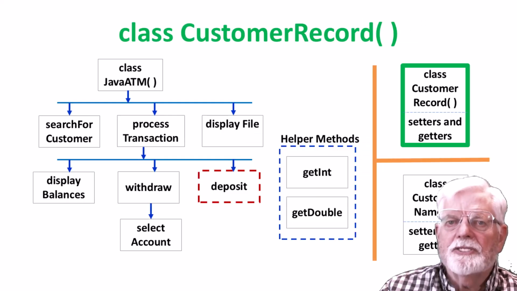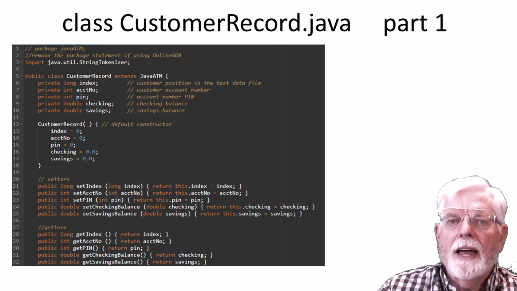When an object is instantiated for the customer record class, it can be used to hold data for one customer. The actual code starts out with public class customer record extends Java ATM open curly brace. The keyword extends indicates that this is going to be an inherited subclass of Java ATM. A customer record class can then have access to any of the non-private data or methods defined in Java ATM.